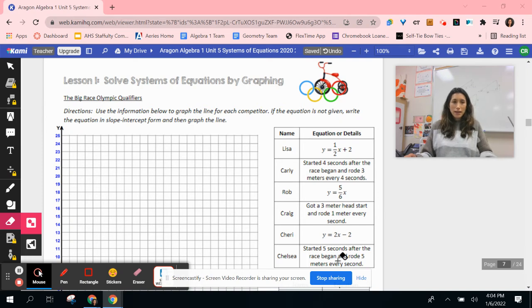All right, we are looking at lesson 1 in our unit 5, our systems of equations unit. So we're looking at the big race Olympic qualifiers. We have 6 different participants: Lisa, Carly, Rob, Craig, Sherry, and Chelsea. And we are going to graph each of their equations or their path of their race onto our coordinate grid here.